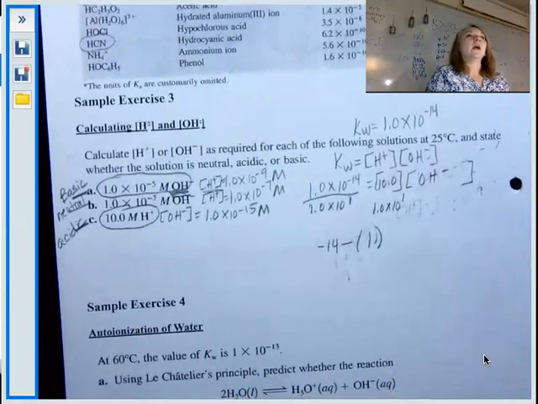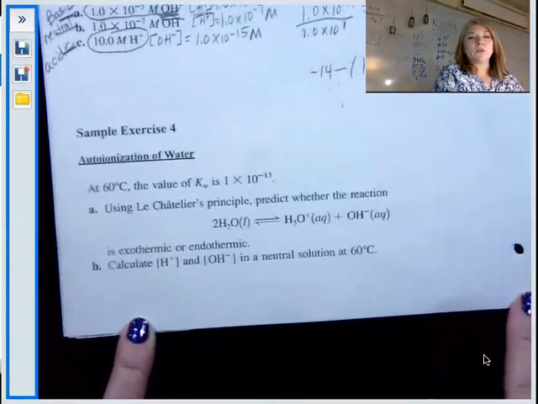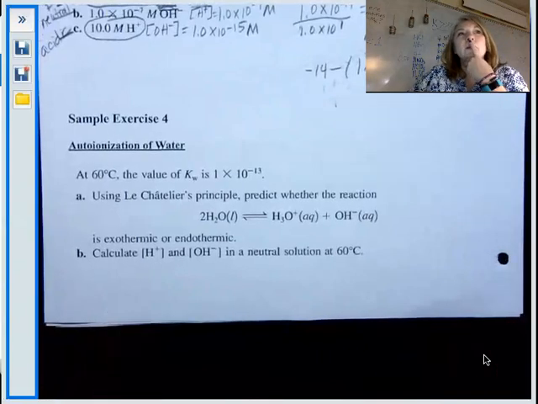Okay. All right. This is our lecture guide, and I believe I've got practice on this on today's homework assignment, so you can make sure that you're cool with that in your head. Okay. All right. So let's look at sample exercise 4, autoionization of water. Look at what's going on with the KW.